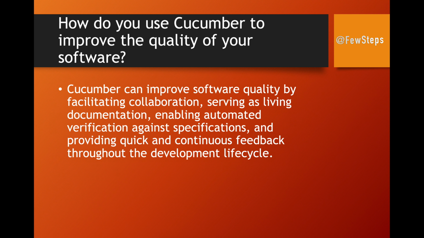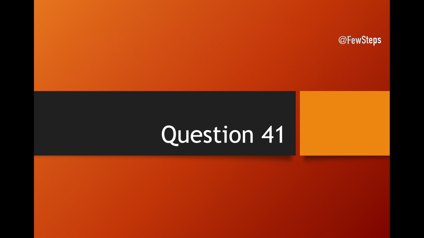Question 40. How do you use Cucumber to improve the quality of your software? Cucumber can improve software quality by facilitating collaboration, serving as living documentation, enabling automated verification against specifications, and providing quick and continuous feedback throughout the development lifecycle.